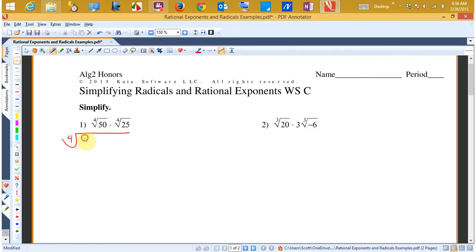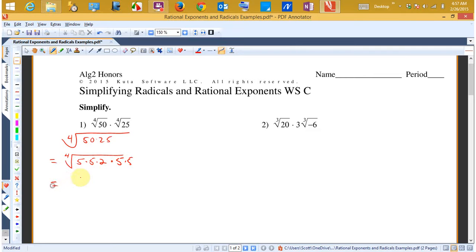So that would be 50 times 25. Now I'm going to go ahead and factor those so that I could see what would be a perfect fourth power. So 50 would be the fourth root of 5 times 10, which 10 would be 5 times 5 times 2. That would be the 50. And of course the 25 would be 5 times 5.